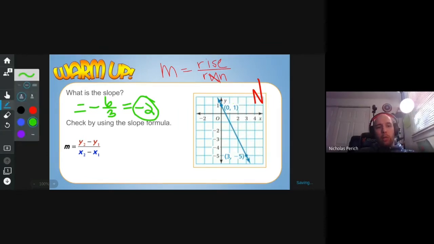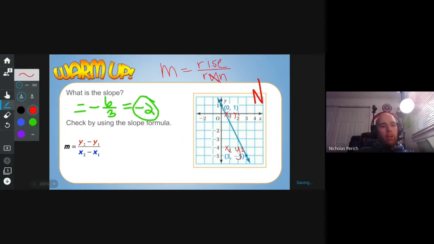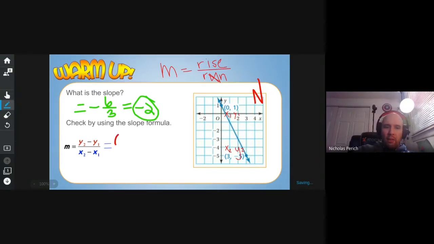The other way of doing it is I label my points x sub 1, y sub 1, x sub 2, y sub 2, and I use the formula down there. The formula down there says y sub 2 minus y sub 1 over x sub 2 minus x sub 1. What's y sub 2? Negative 5. Always put the minus in the middle. Y sub 1 is 1.